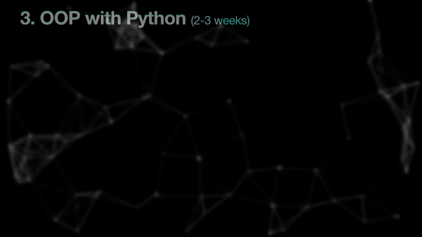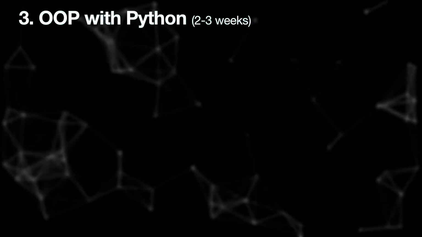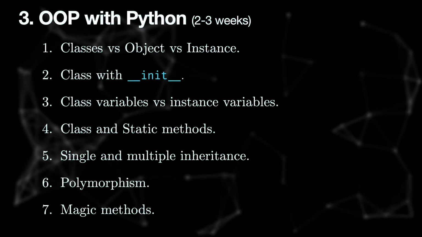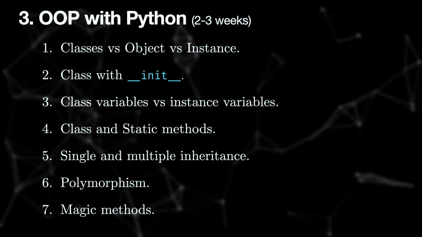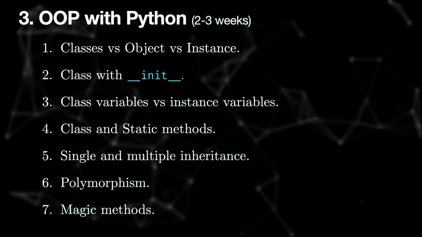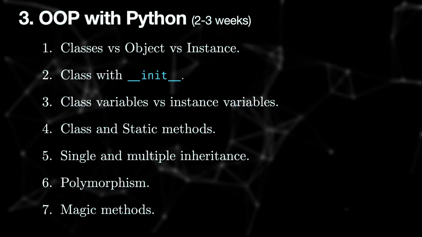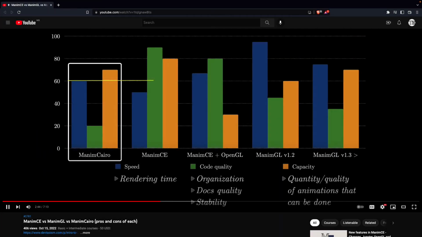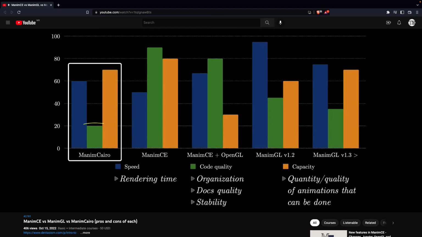3. Object-oriented programming with Python. This is the most important part. Most people who start in Manim have problems because they have no knowledge of object-oriented programming. The next thing you need to learn is a little bit about the versions of Manim, as there are several and you can get confused. Check this video to learn more about the different versions of Manim.